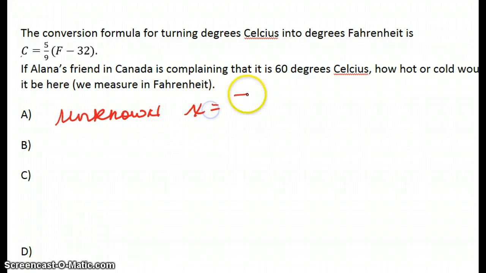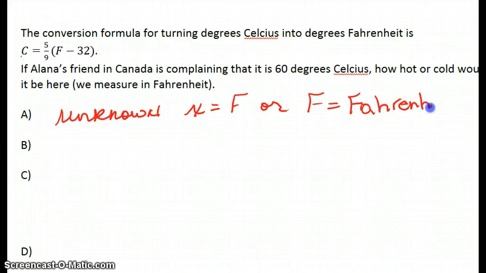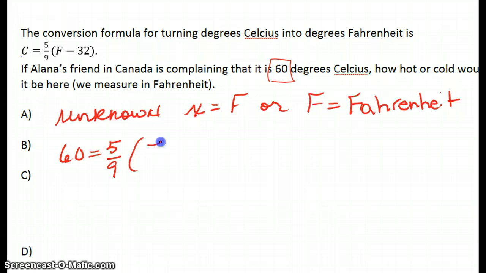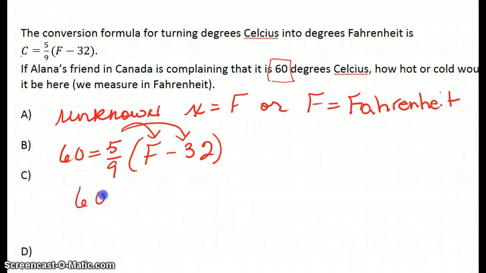Let x equal Fahrenheit, or you can just say F equal Fahrenheit. That would probably be a logical one in this case. And I always misspell Fahrenheit, but it's actually spelled correctly here. Okay, so we're going to plug that into the formula. We have the Celsius is 60 degrees, so we get 60 equals 5/9 times F minus 32. Distribute to both parts. 60 equals 5/9 F.